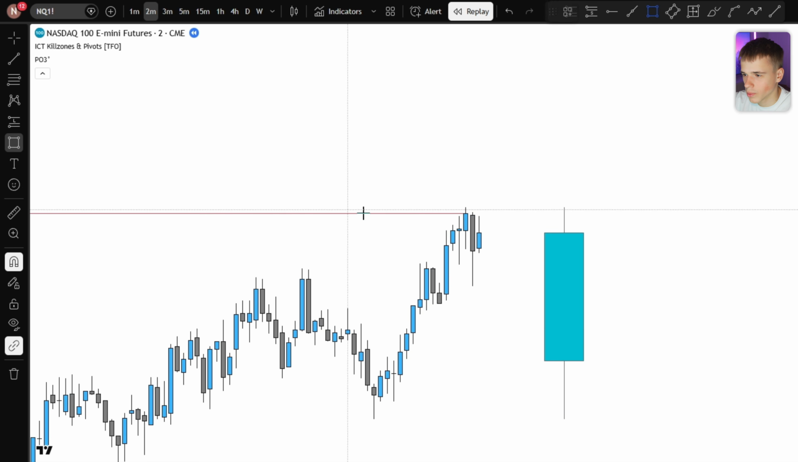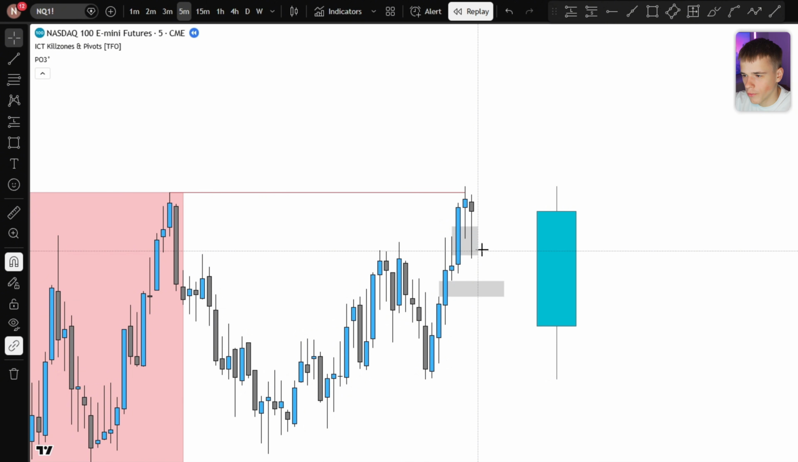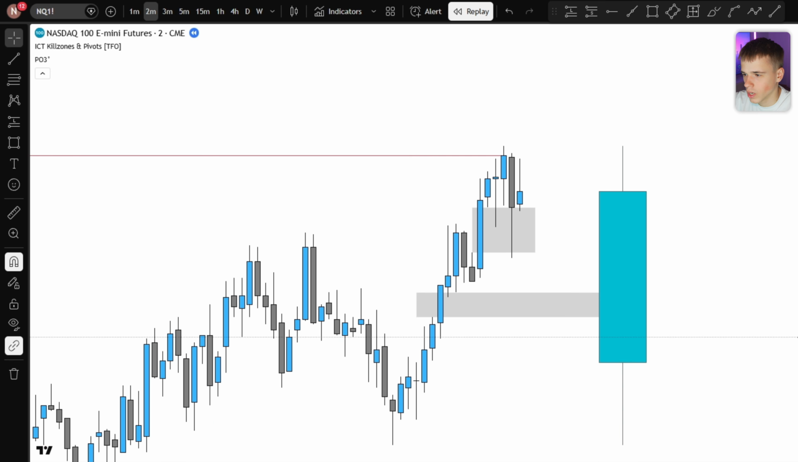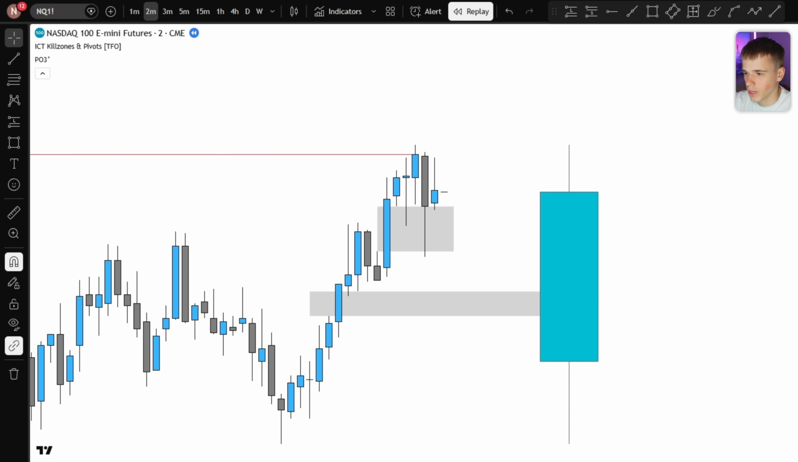So looks like we swept that high right here. This is the fair value gap on the 2-minute time frame. On the 5-minute time frame we only have this one right here. So the point is, if we tap into this fair value gap before we inverse the 2-minute one, then we want to enter from the higher time frame one. If we close like this, then we are good to enter, but if we tap into it, then we want to wait for the 5-minute to close.